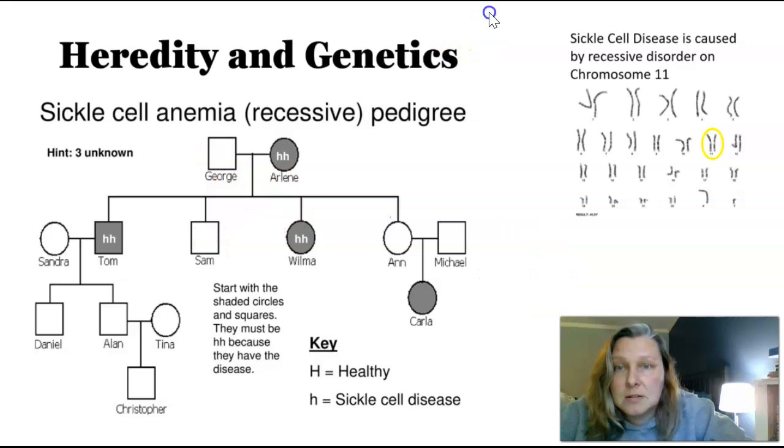Now you can use the Punnett square to check and make sure, what if George was homozygous dominant? So let's erase all this. Okay, so here we have Arlene. We know she's definitely homozygous recessive because the only way to have sickle cell disease is to be homozygous recessive. But let's say if George was homozygous dominant, meaning he has uppercase H and uppercase H. So all of their offspring would be heterozygous. And since we have Wilma and Tom that have the recessive disorder, we know that George has to have a lowercase h. Okay, so George can't be this option.